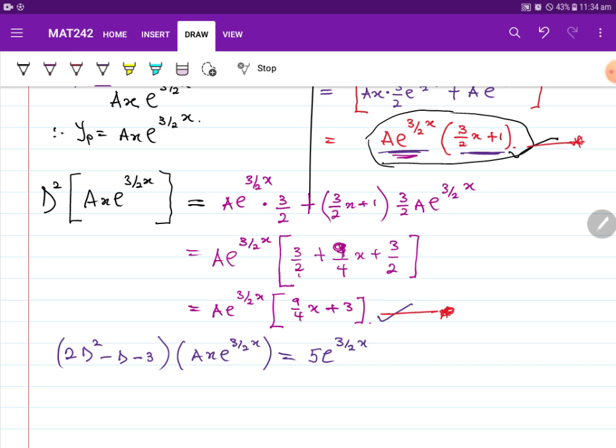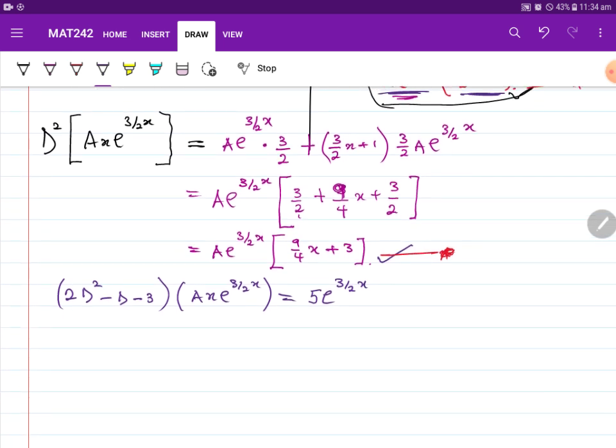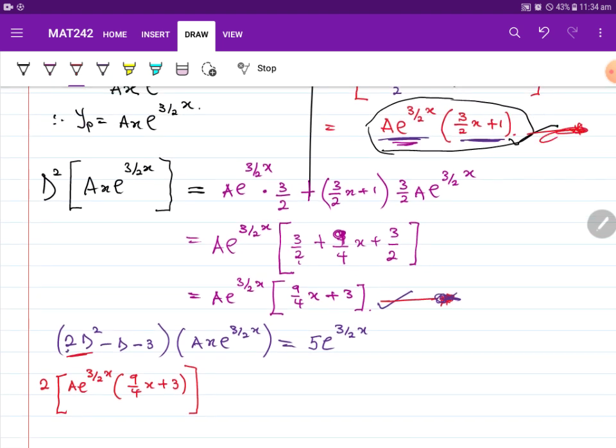Okay, now 2d squared, this is d squared. Now multiply it with 2. That will give us 2 into bracket A e^(3/2 x) into bracket 9 over 4x plus 3. Close the bracket, close the bracket. That's for this part. Minus d. This is d here, so I'll just attach minus to it. That's minus into bracket A e^(3/2 x) into 3 over 2x plus 1.